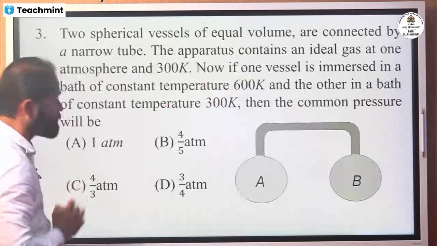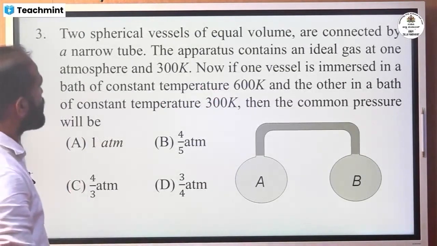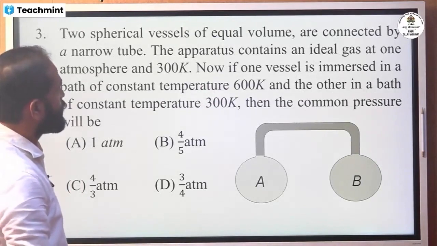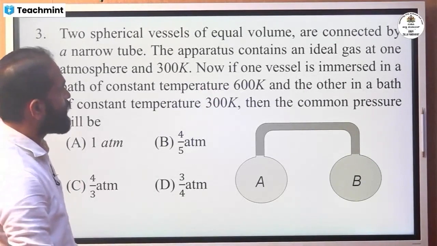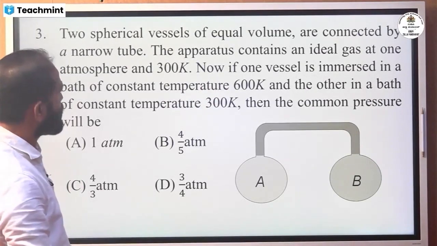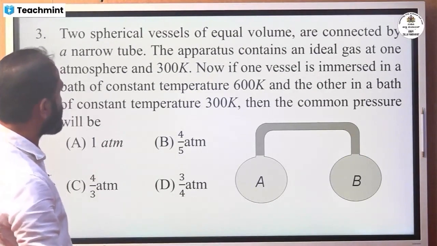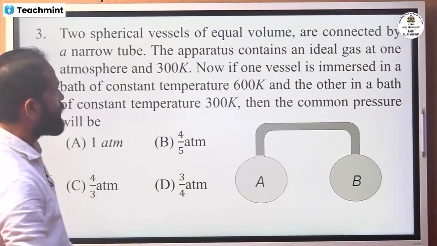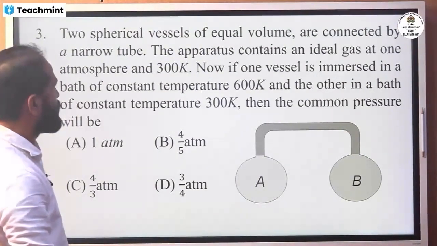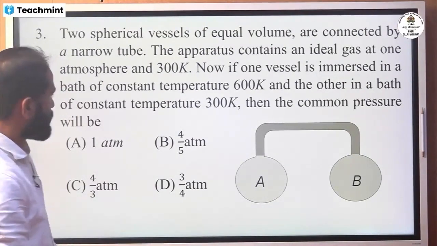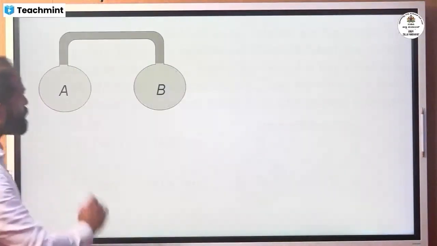Question number 3. The question says there are two spherical vessels of equal volume, connected by a narrow tube. The apparatus contains an ideal gas at 1 atmosphere and 300 Kelvin. Now one of the vessels is immersed in a bath of constant temperature 600 Kelvin and the other in a bath of constant temperature 300 Kelvin. Then the common pressure will be. Some options are given.